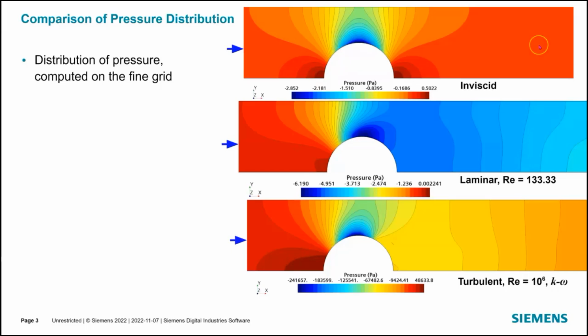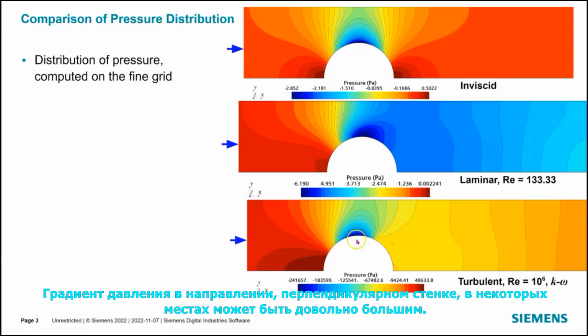In the case of laminar flow, pressure contours are almost orthogonal to the obstacle wall, but for turbulent and inviscid flow this is not the case. The gradient of pressure in the direction normal to the wall can be quite large at some locations.